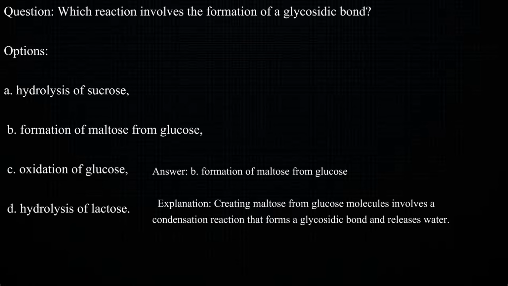The formation of maltose from two glucose molecules involves the creation of a glycosidic bond through a condensation reaction, and this results in the release of water. So again, option B is the correct answer.